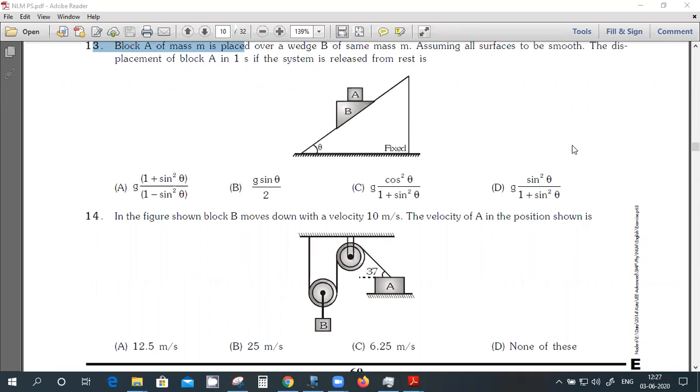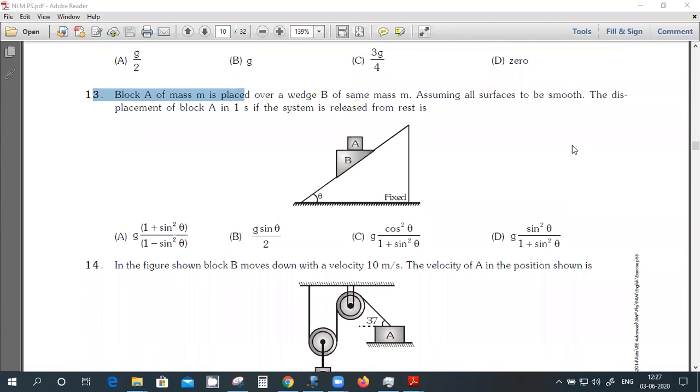No, sir, this one was a doubt. I had to ask you. Yeah, this one I did not get. Can you explain? All surfaces are smooth. Displacement of block E. One second.